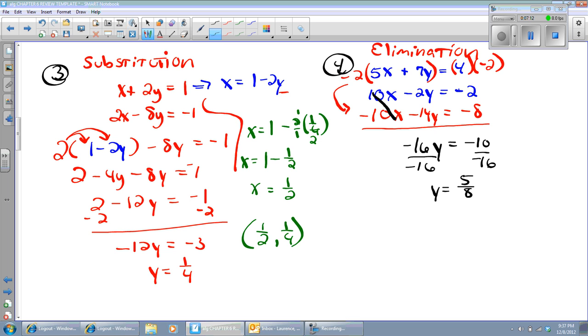All right, now I'm going to take that 5/8, and plug it into one of the original equations. I think I'm going to plug it into this one here because there's a 2. And then I'm going to solve for x. So I'm going to get 10x minus 2 over 1 times 5 over 8, and that's going to equal negative 2.